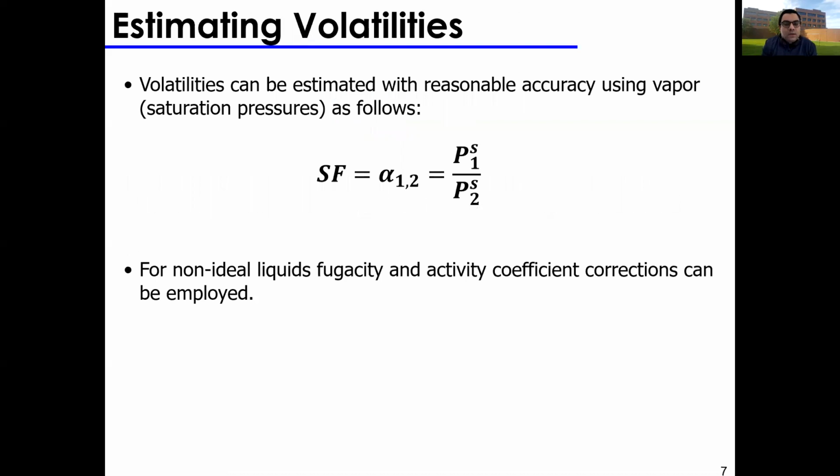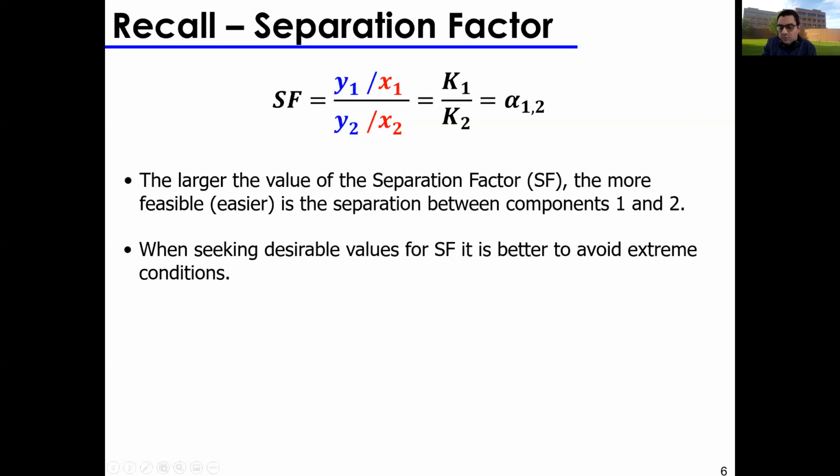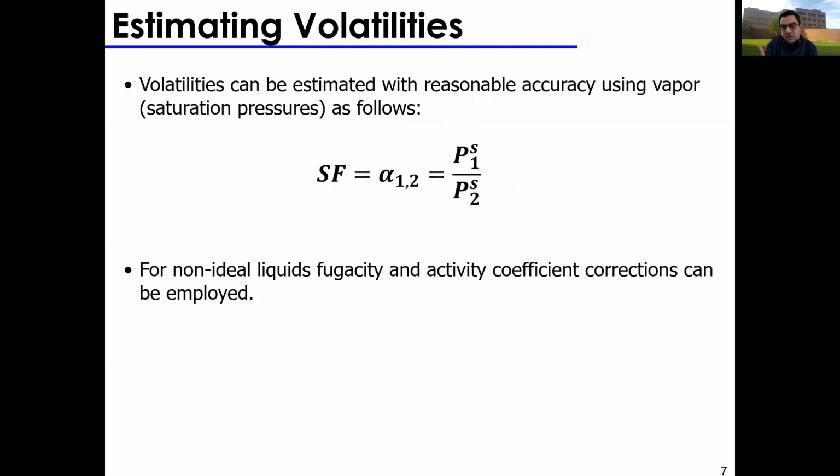Okay, you can also calculate your volatilities using the vapor pressure, saturation pressure, as follows. So if you don't really have this information, or you're not sure, or your information is in some sort of format which favors vapor pressure, you can use the vapor pressure to calculate. So saturation pressure of species 1 over saturation pressure of species 2 will give me my relative volatility.